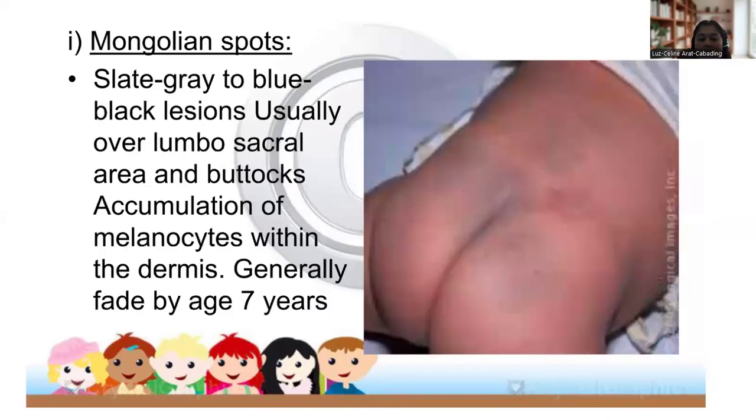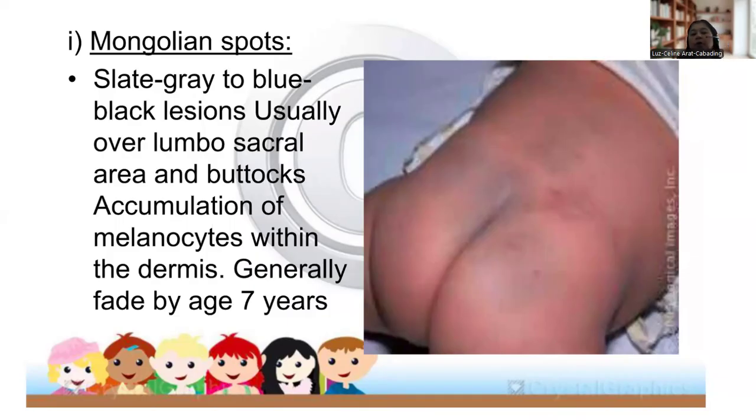Here is the buttocks of an infant with a bluish discoloration. We call that the Mongolian spots. These are slate gray to blue-black lesions, usually over the lumbosacral area. This is a sign of accumulation of melanocytes, and it takes about 7 years before it disappears.